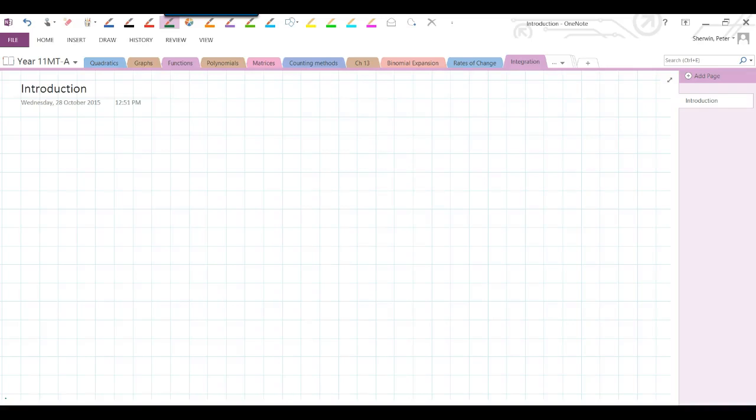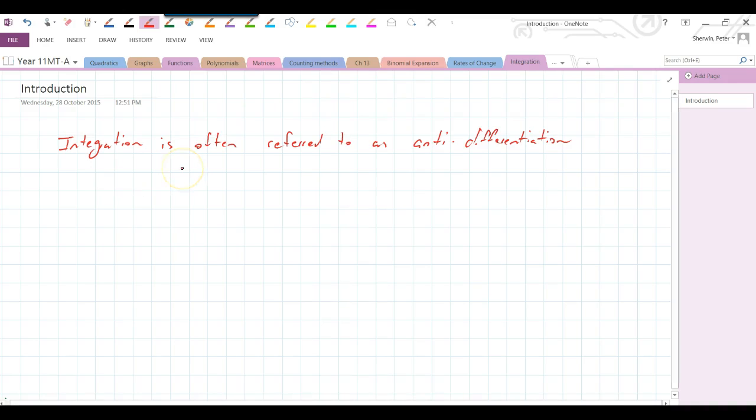Okay, it's time for some work on integration, which is the opposite process of differentiation. So integration is often referred to as anti-differentiation. Now this is for the obvious reason that it works in the opposite direction.